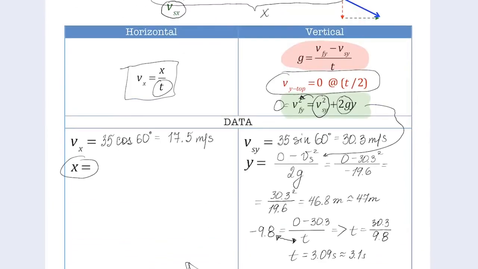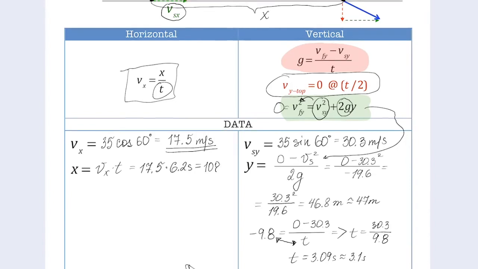To rearrange the formula, x will be Vx times full time. Vx, again, not 35, not 30.3, but 17.5. So 17.5 times our full time, which is 6.2 seconds. That gives me 108.5 meters. So you can say it's about 109 meters if you want. Or you can just keep 108.5.